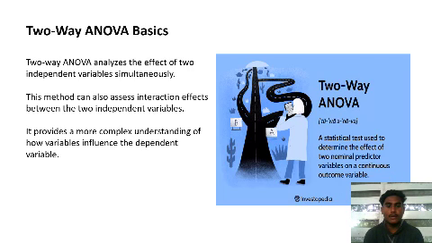Two-way ANOVA basics. Two-way ANOVA analyzes the effect of two independent variables simultaneously. This method can also assess interaction effects between the two independent variables. It provides a more complex understanding of how variables influence the dependent variable.